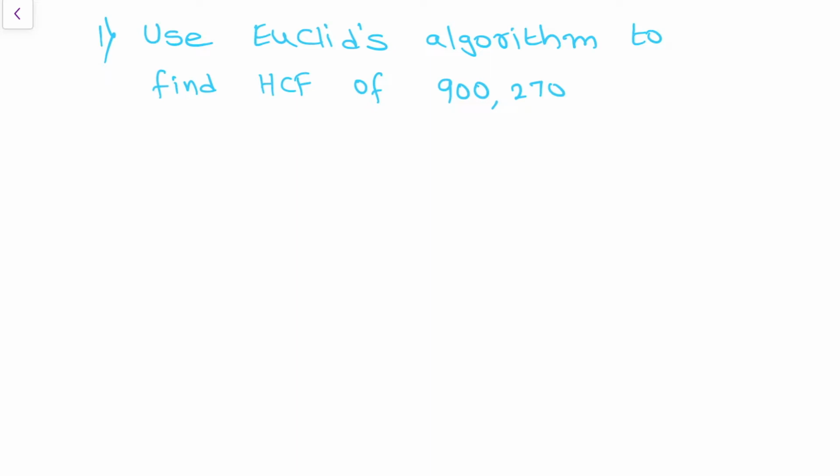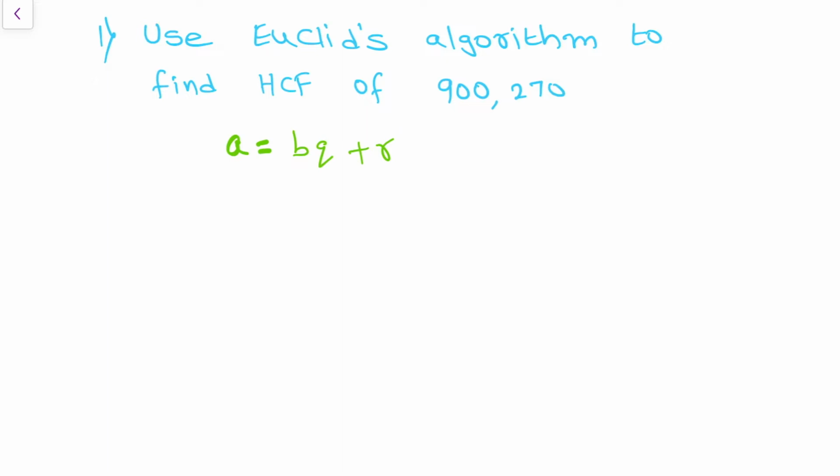Use Euclid's algorithm to find the HCF of 900 and 270. To solve this one, we need to know the formula a equals bq plus r. In our words, we call the same formula dividend equals divisor into quotient plus remainder, which we have been learning from primary classes onwards.